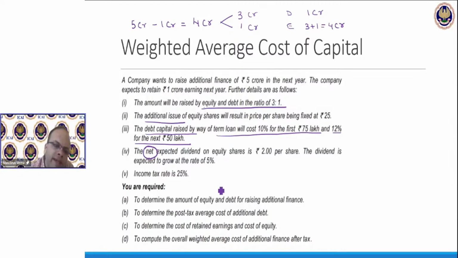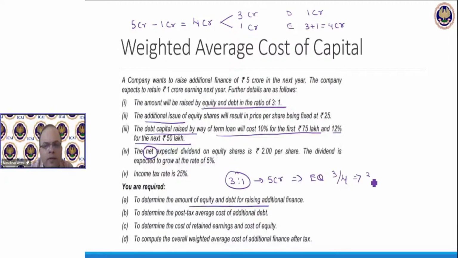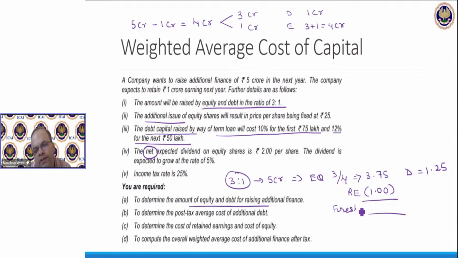I probably feel that why don't we do one thing? We have said that, okay, equity and debt, and they're giving you 3:1. Apply that ratio to the entire 5 crores. Hence, we say that equity is 3/4 of 5 crores, that is 3.75 crores. And debt will be 1.25 crores. And out of the 3.75 crores, there is retained earnings available. Hence, the fresh equity, new equity, will be 2.75 and debt will be 1.25.